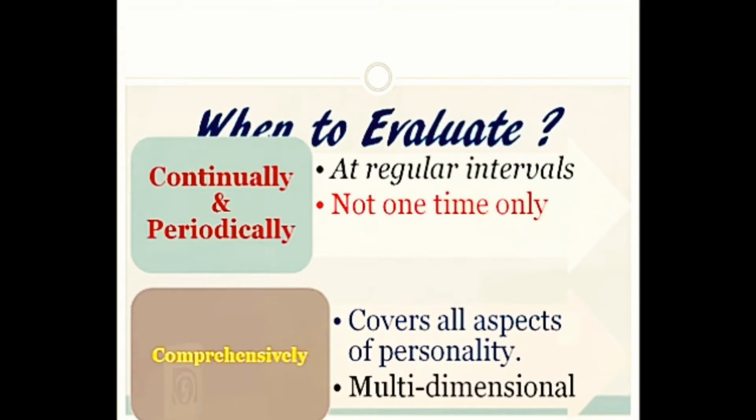Now, when to evaluate? Continually and periodically. As you can see on the screen, continually and periodically means evaluation should be conducted at regular intervals. It should not be conducted at one time only, that means it should not be a single shot event. Then, evaluation of the students' knowledge, understanding and personality development should be comprehensive in nature. That means the evaluation should be multidimensional and should cover all the domains or dimensions of the personality of the child.